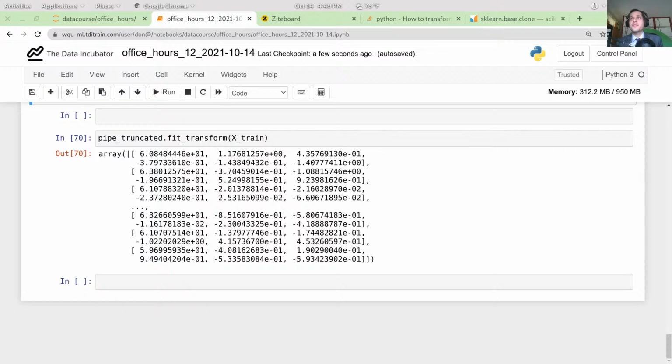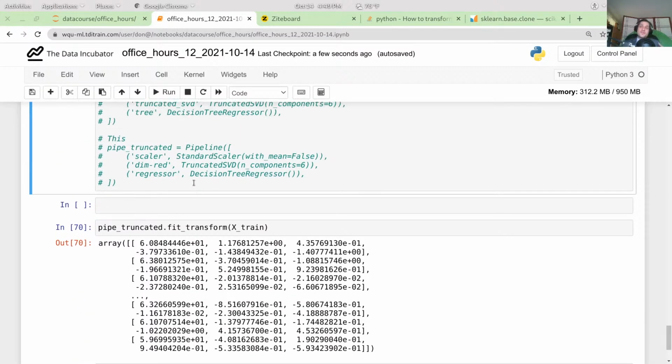Nearly the full hour on truncated SVD and PCA, but I think it's a rather confusing topic. So the moral of the story is, if I have a sparse matrix, I cannot center it, so I cannot apply PCA. So instead I apply truncated SVD, a variation of PCA that strictly speaking isn't PCA, but gets away with not centering the data.